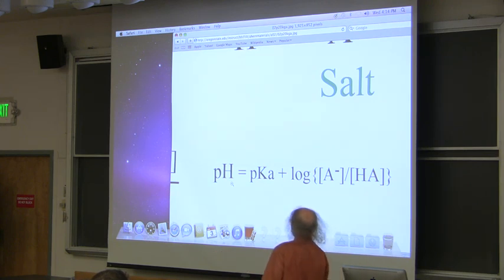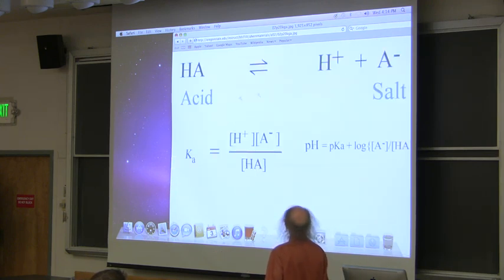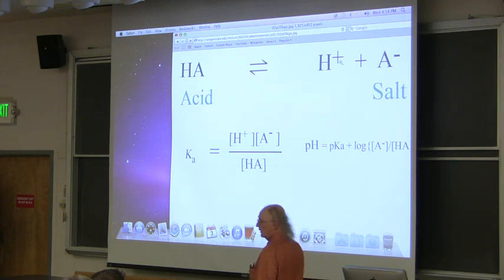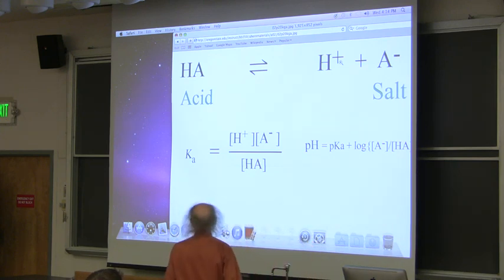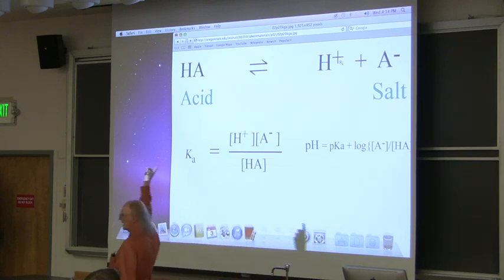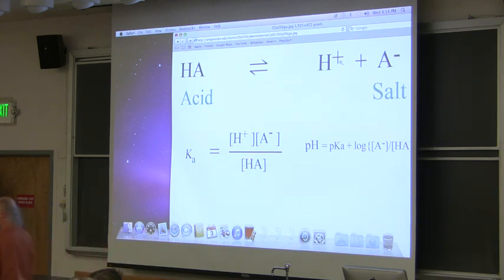Why does it sort of make sense? Well, let's go back to our equation. If I put protons into solution, what did I say was going to happen to that equation? Going to move to the left, right? Going to move that way.